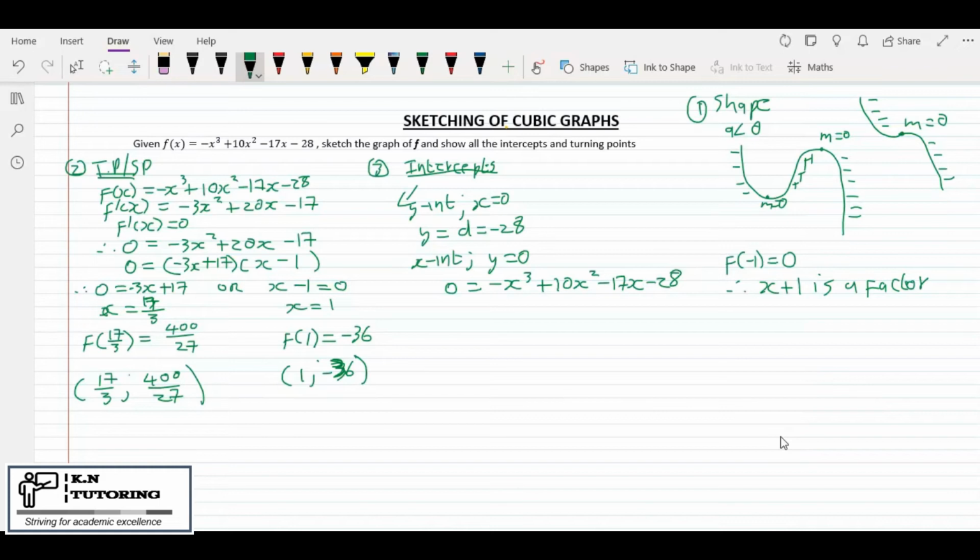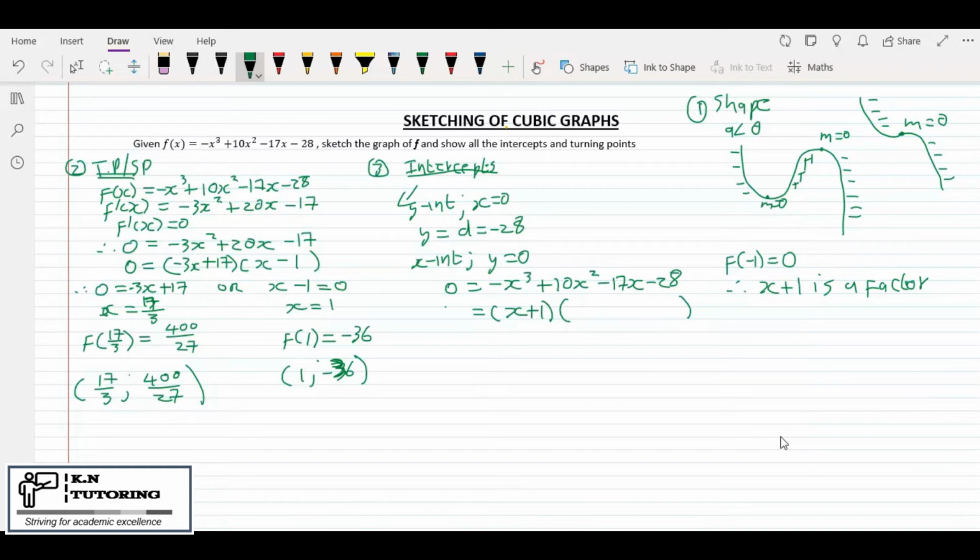Okay, so we've determined the first factor, so we know that x plus 1 is one of the factors, and now we don't know the other factors. And then this is where I'm going to use the inspection method. Like I said, here we've got 3 options. We could use synthetic division, you can use long division. I prefer using the inspection method.